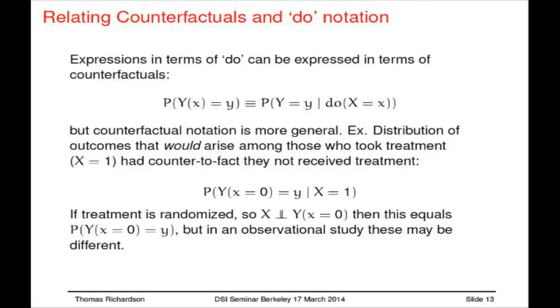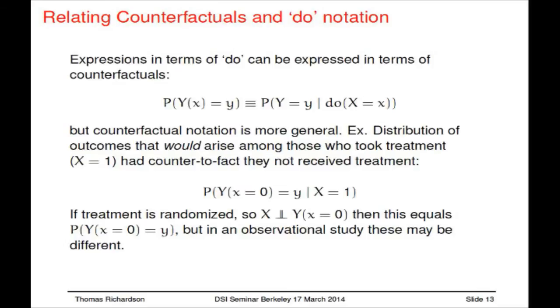So yes, in the context I considered before, where treatment was randomized, this quantity is obviously just equal to the distribution of outcomes if everyone were assigned to placebo. But in an observational study, where people are maybe selecting treatment because they know something about how they may respond to it, these two quantities need not be the same.